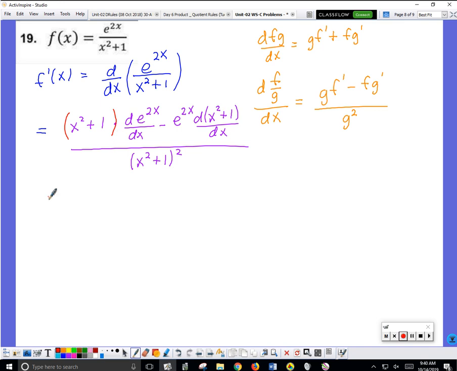So next line, this side is still f prime. This doesn't change. There's no d dx.